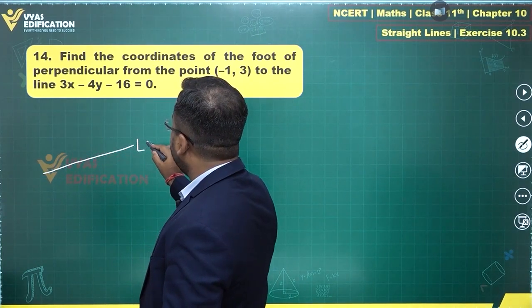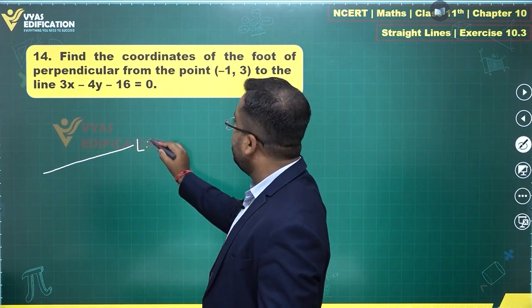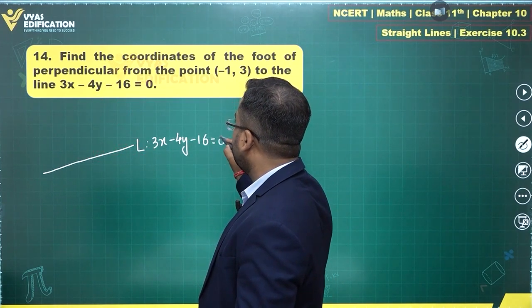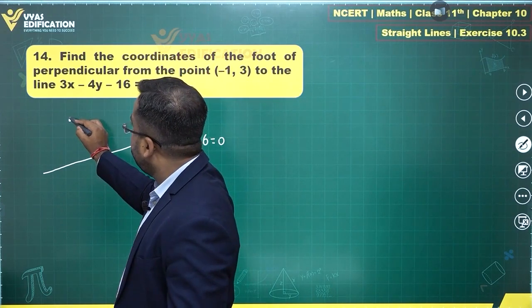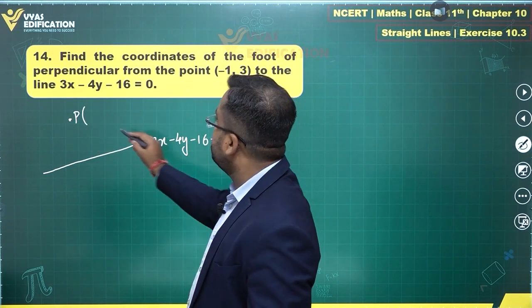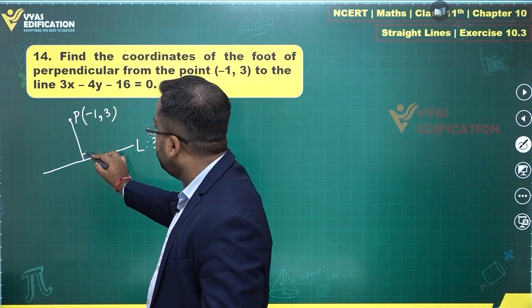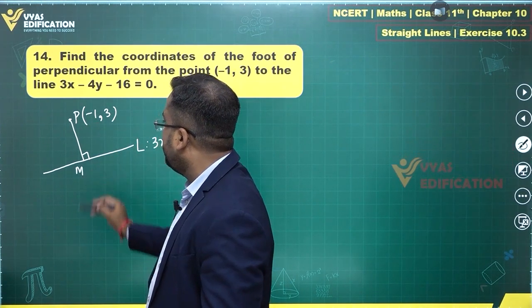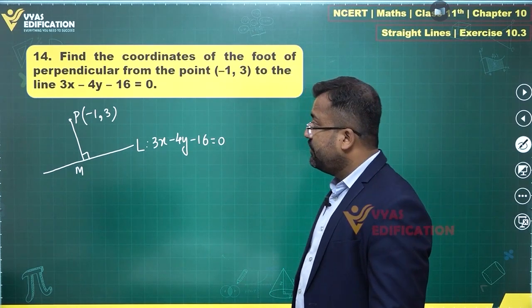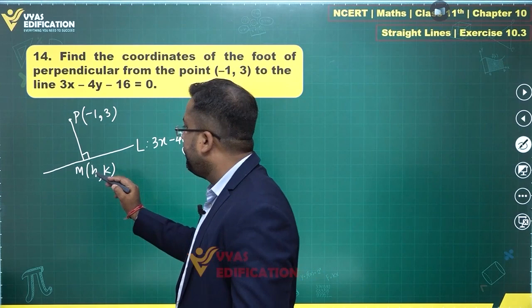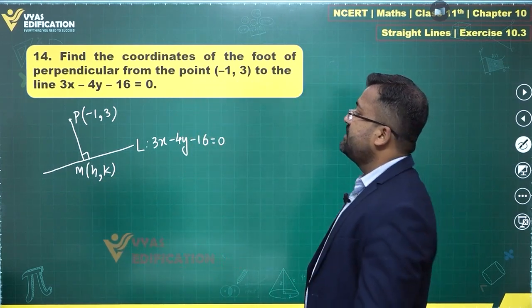So if line L is given to be 3x minus 4y minus 16 is equal to 0, and this is point P, let's say, which is minus 1 comma 3. What are we asked? We are asked to find this foot of the perpendicular M. Let's denote M by h comma k, and we'll find h and k somehow.